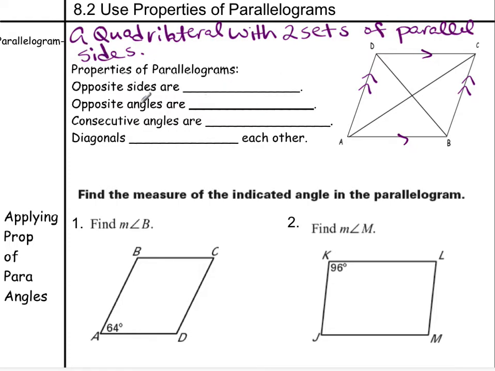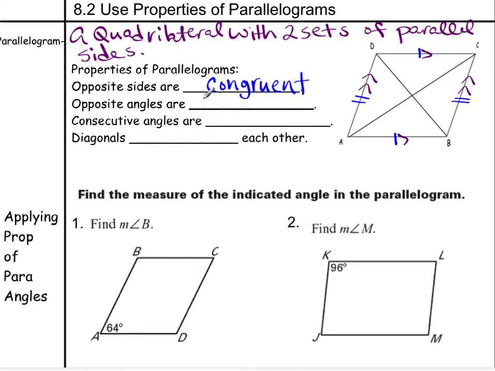The properties of them: opposite sides are congruent, because we already see that they're parallel from the previous statement. So opposite sides of parallelograms are congruent. I'm going to put the congruent markings on them. Remember that the parallel markings are not congruent markings. These little tick marks are congruent markings.